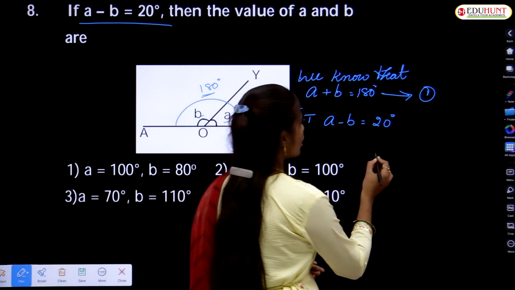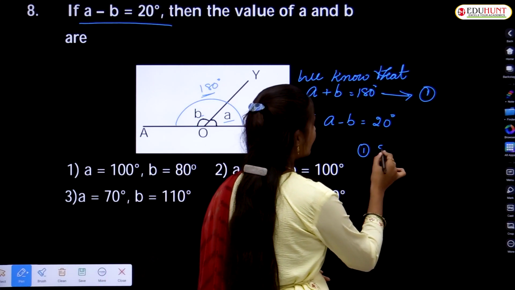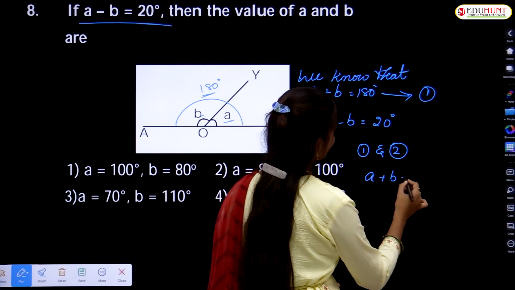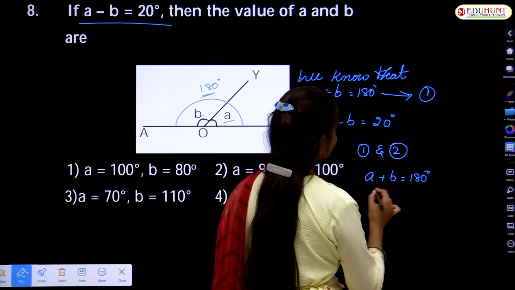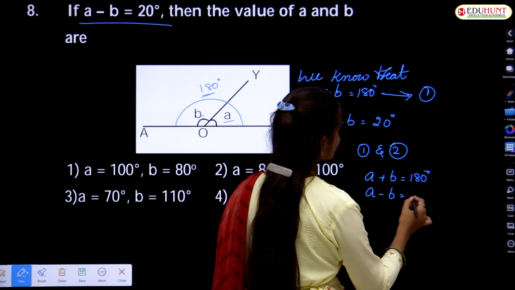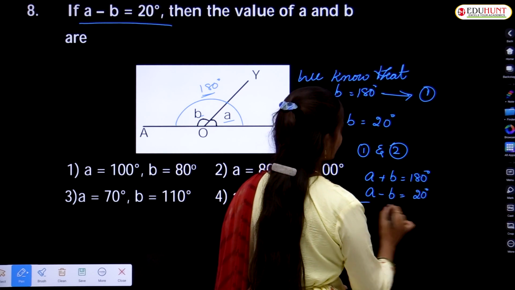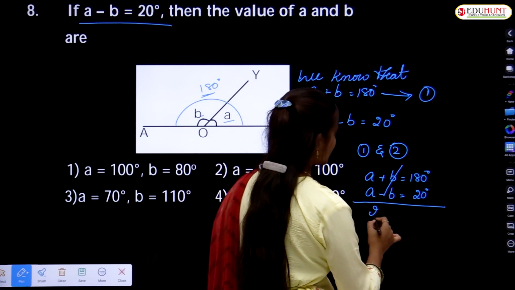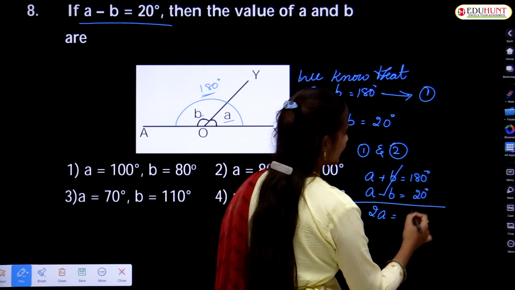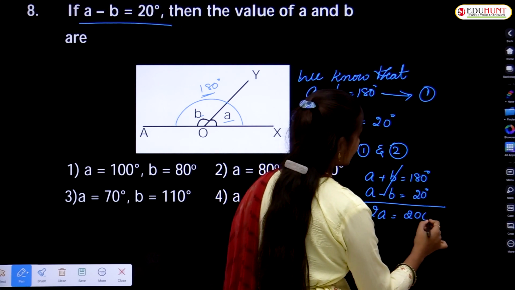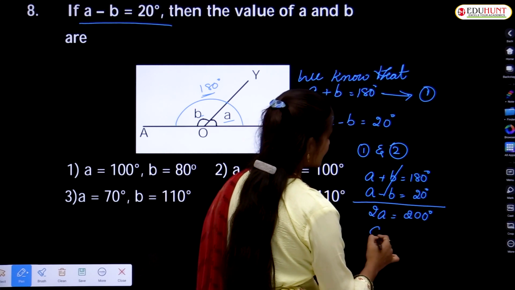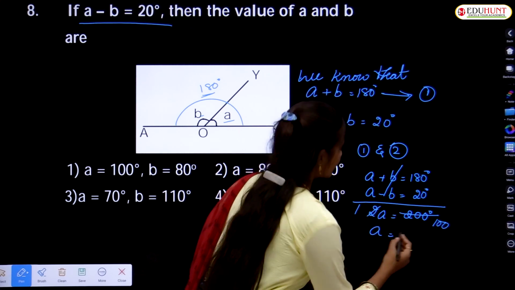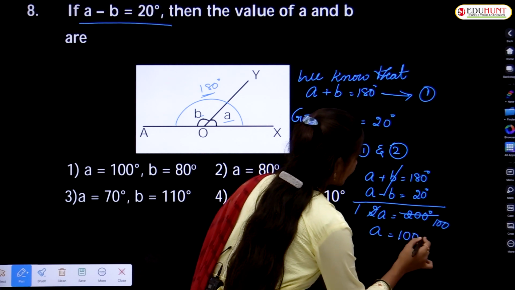Now, what are those two angles? Solving equations 1 and 2: A plus B is equal to 180 degrees, and A minus B is equal to 20 degrees. Adding them, plus B and minus B get cancelled. So 2A is equal to 180 plus 20, which is 200 degrees. So A is equal to 100.